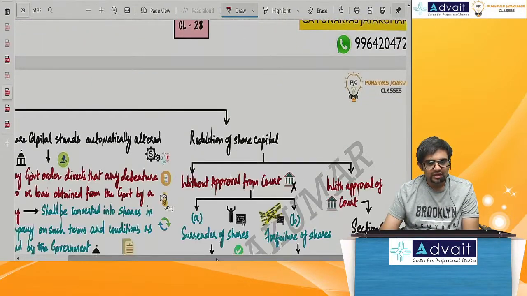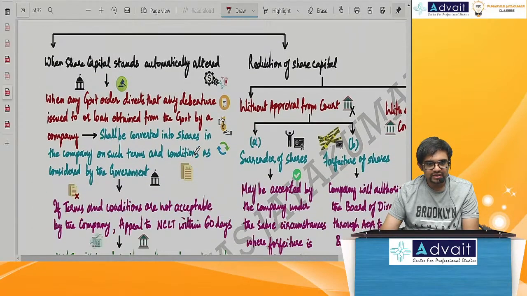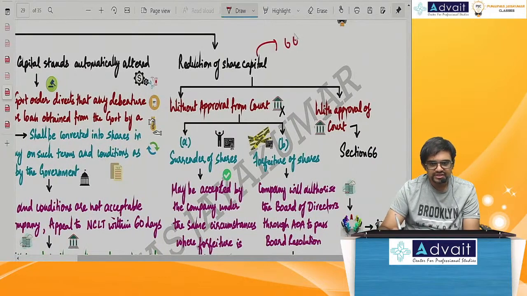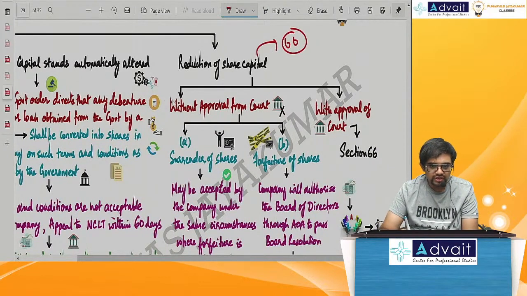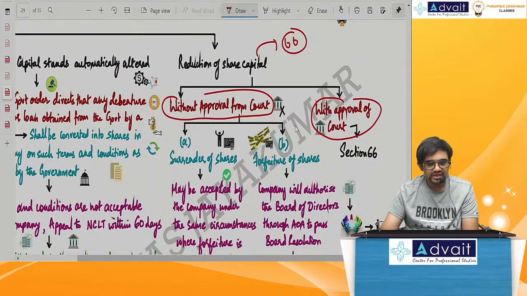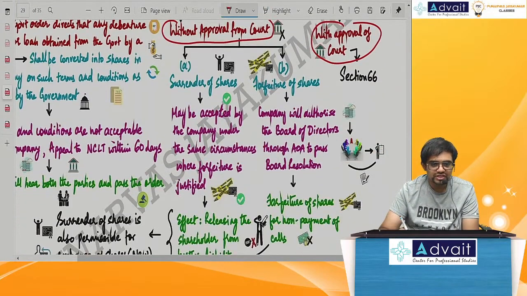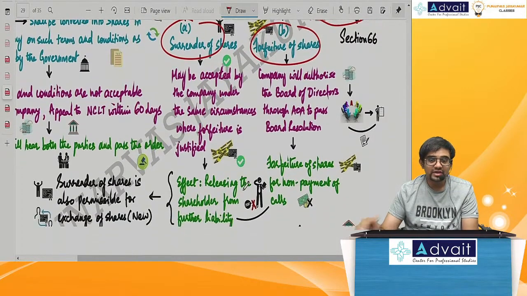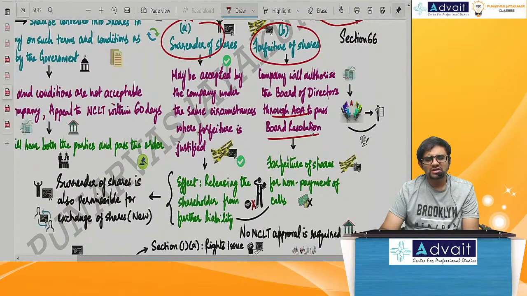Very, very simple. Now, one more interesting area is reduction of share capital under section 66. Reduction can be without the approval of the court, or with the approval of the court. If it is without the approval of the court, it is a normal surrender of shares or forfeiture of shares. Forfeiture means what? If I am unable to pay some call money, they will cancel the shares. How will they cancel? They will give me a notice of forfeiture. It should be part of the AOA.